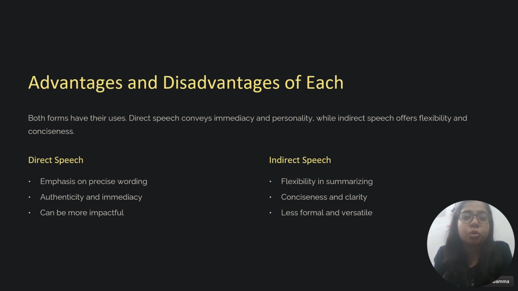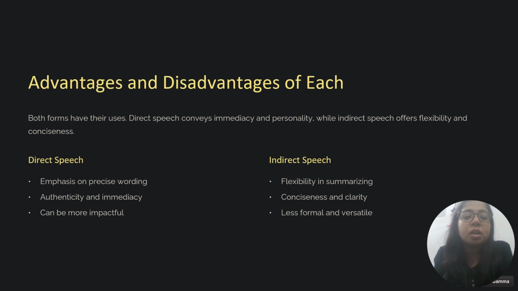And immediacy: it is fast also. You don't have to build the sentence in your mind first, or worry about how to tell the other person. You just say directly what someone said to you. Last, it can be more impactful. Of course direct speech is more impactful than indirect speech because people believe it more and it is more precise. It doesn't have ambiguity, whereas indirect speech has ambiguity and confusion of its own.